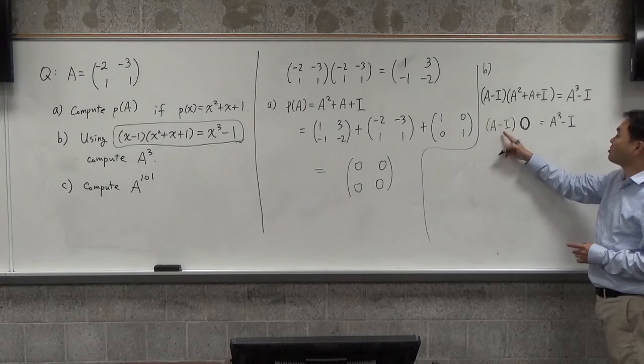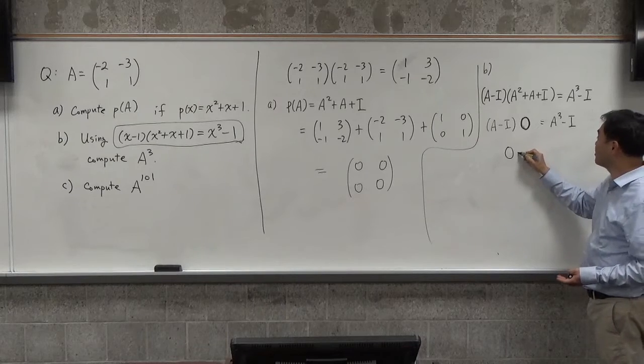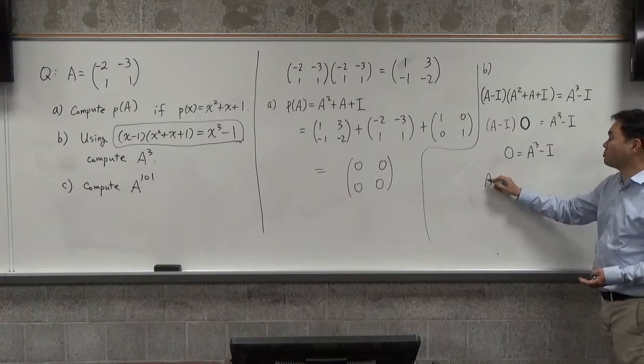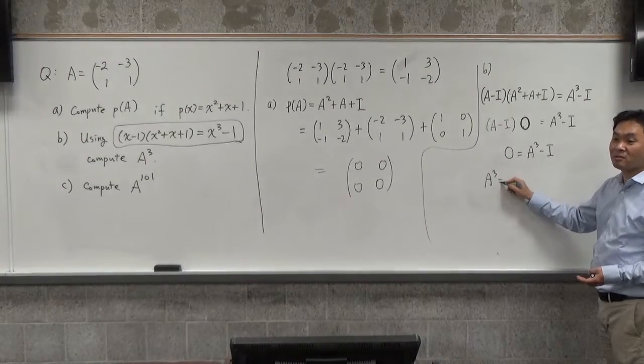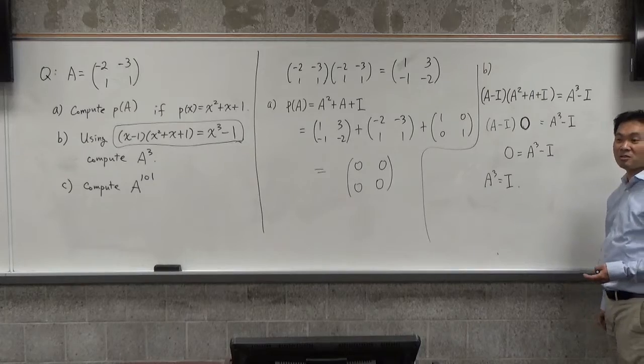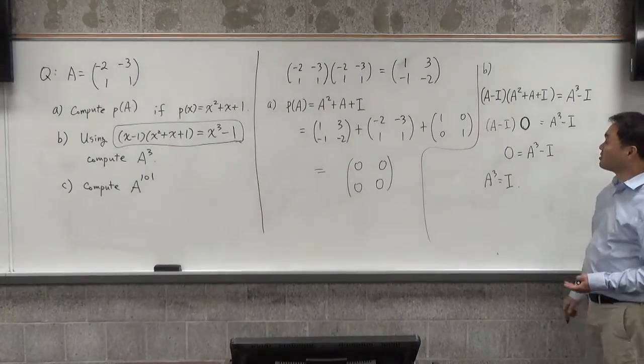And any matrix times the zero matrix is zero. And therefore a cubed is identity. A cubed is identity. Okay, so that's the answer to part B.